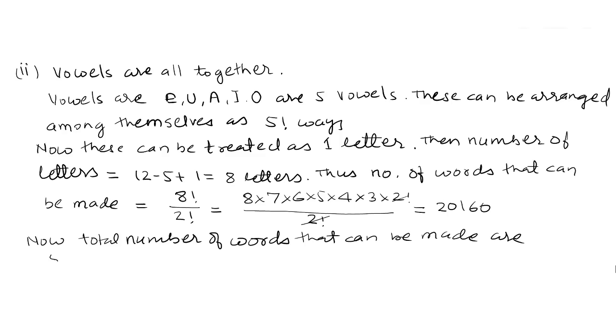Therefore 5 factorial multiplied by 20,160, and 5 factorial is 120. So 120 multiplied by 20,160 gives us 2419200 words that can be made where the vowels are together.